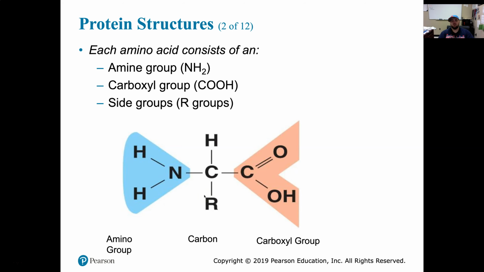Now, I will not expect you to memorize the amino acids. There's a whole table full of them. I won't expect you to memorize them. If we talk about anything associated with amino acids, I will give you the name of the amino acid.